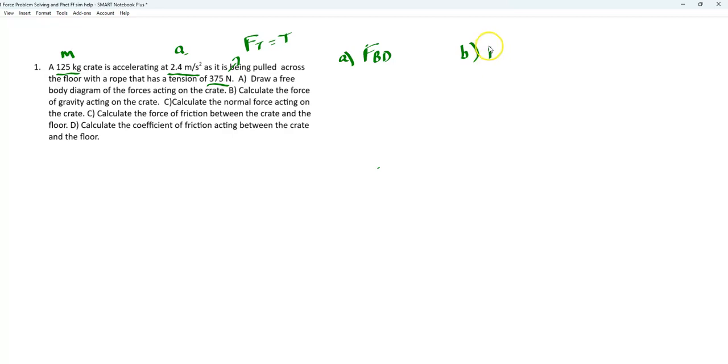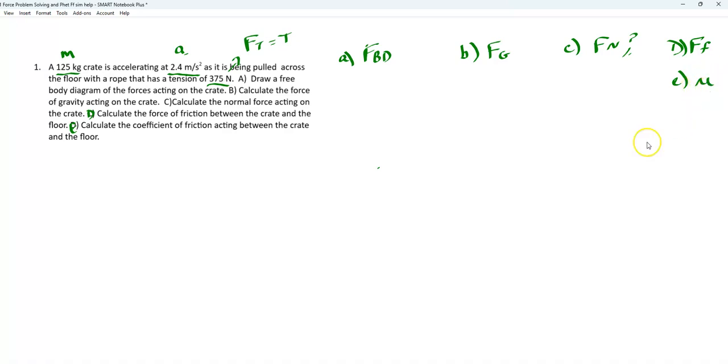B asks for the force of gravity, C asks for the normal force. All right, sorry, I have two C's. This should be D and this should be E, so I'll fix that here. So D is the force of friction, and then E is the coefficient of friction. Oh, that's not very good, so let me fix that picture.